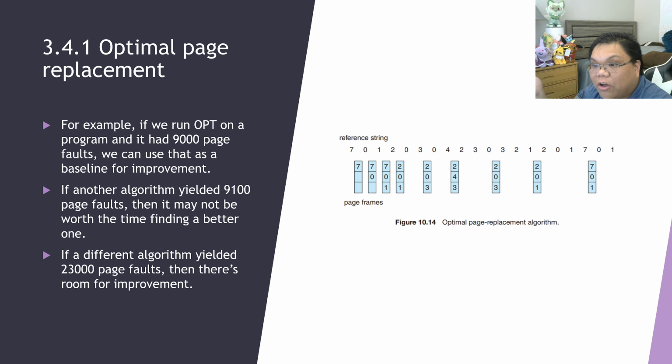So if we run OPT on a program and it had 9,000 page faults, we can use that as a baseline for improvement. So if one algorithm yielded 9,100 page faults, then it might not be worth our time finding a better algorithm. But if a different algorithm yielded 23,000 page faults, yeah, there's room for improvement there.